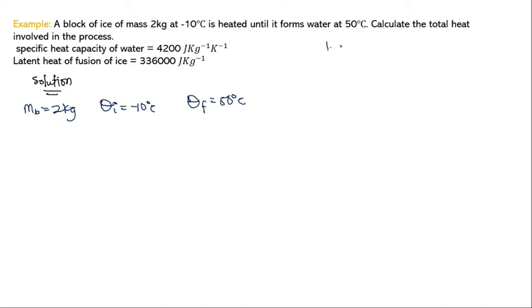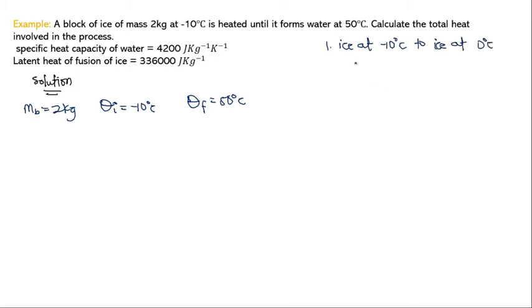Now, one thing we need to note is that the ice is solid, and then the water that we now have at 50 degrees Celsius is liquid. So there is a change in state of matter, and we need to account for that as well. First of all, we need to change ice at negative 10 degrees Celsius to ice at 0 degrees Celsius.